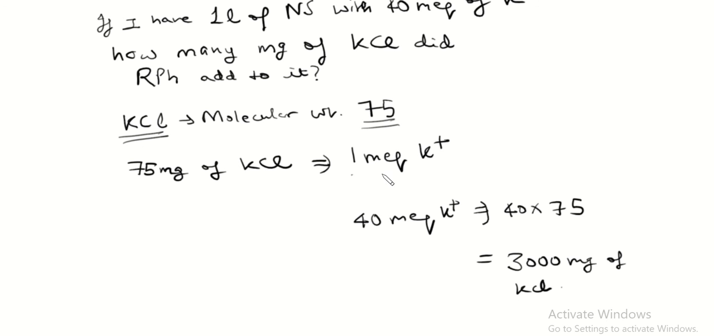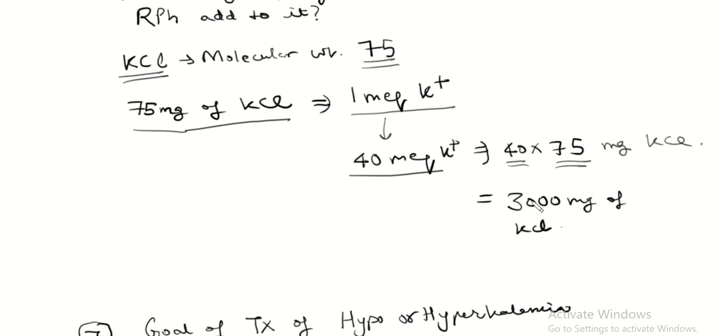So 1 milliequivalent of potassium you get from 75 milligrams of KCl, or potassium chloride. So if you want to get 40 milliequivalents, you've got to multiply the 75 by 40. That many milligrams will give you 40 milliequivalents of potassium. So that's 3,000 milligrams, or 3 grams, of potassium chloride actually added to that 1 liter solution to give you 40 milliequivalents of potassium.